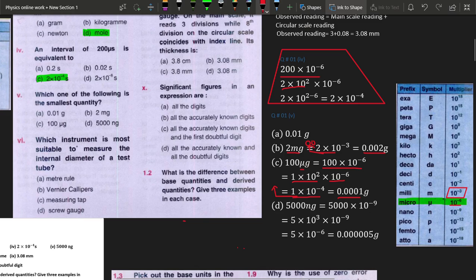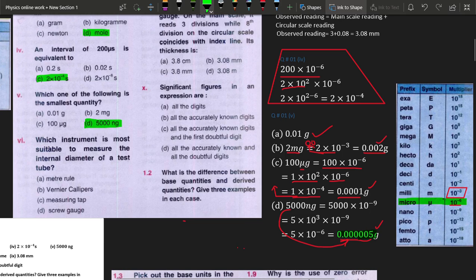Now next option is 500 nanogram. This 500 nanogram can be converted into a simple number and it will become 0.0005 grams. Now you see all these options are in gram. Now you can easily compare which one is the smallest quantity. So this is the smallest quantity, 0.0005, so option D is correct. 500 nanogram is the smallest quantity.